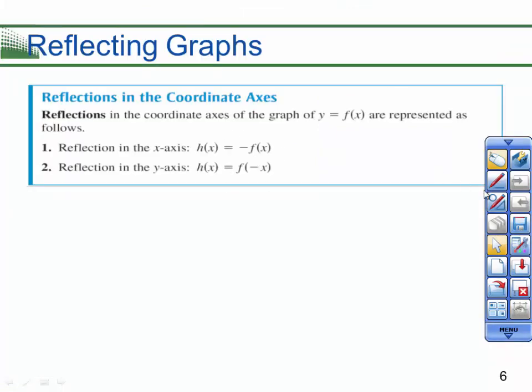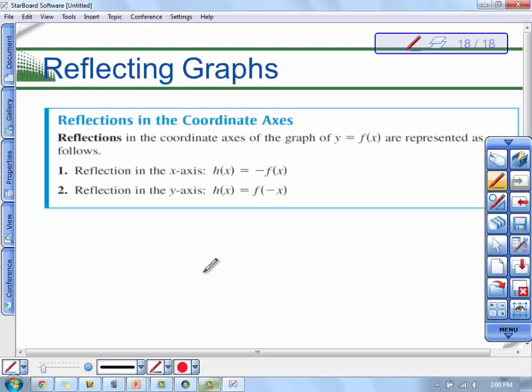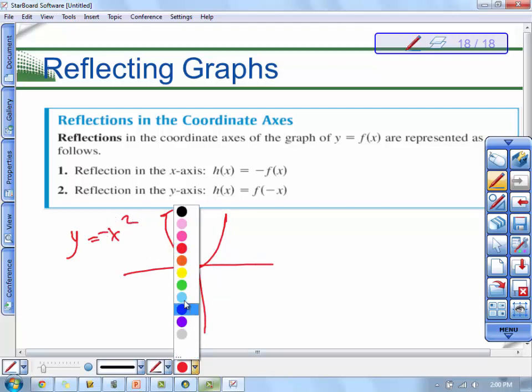Let's talk about reflections as well. If we have a negative sign outside of y, then that's going to reflect it over the x-axis. For example, if you take y equals x squared, we know that's the parabola that opens up like this. If you take a negative sign outside the function, outside of x, it's going to flip over the x-axis. It's going to look like this, up and down. Okay? That's the first case, reflection over the x-axis.